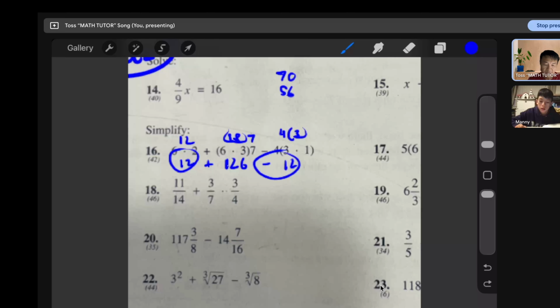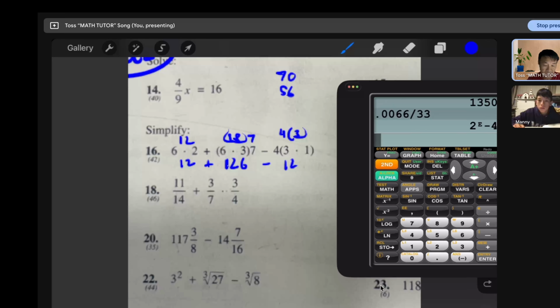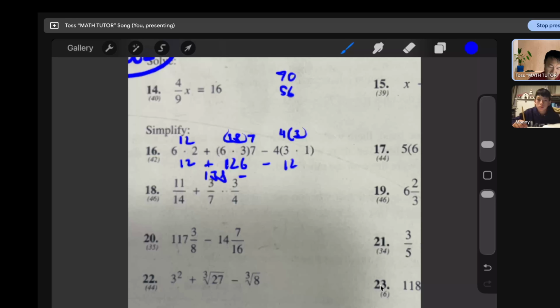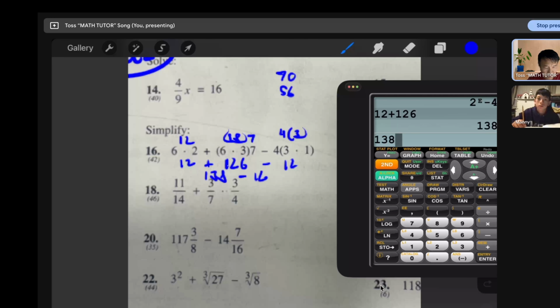Okay. So the answer is 126, but let me prove it to you. Let me punch it in the calculator. Let's do it from left to right, the order that you want. It's still the same answer. Here we go, take a look. We're going to do 12 plus 126, I'll do two at a time. So it's 138. Then I'll subtract 12 from it. Oh, it's the same answer, 126.